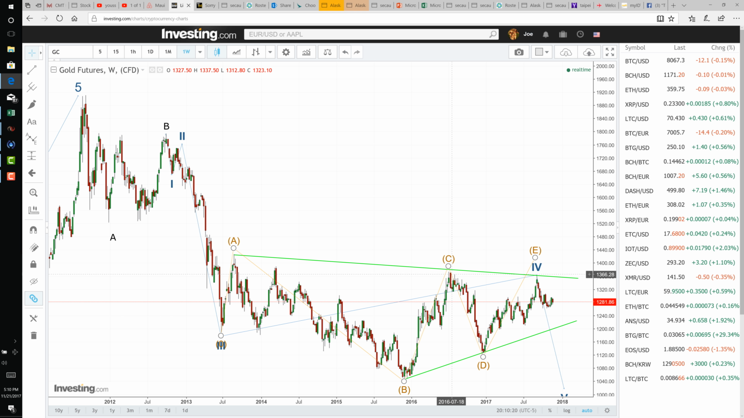So from there, I went back and I saw a triangle, and in that triangle, I counted from here. This is a 3. This will be the A. This is the B. This is the C. This is the D, and then this is the E. And if that's the case, you should be looking at a move to the downside. But most likely on a weekly time frame, I would have to go to a daily chart, which I can do. I'll keep an eye on it.